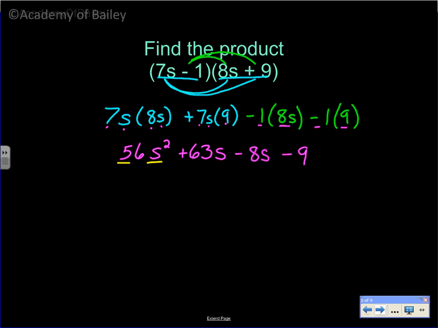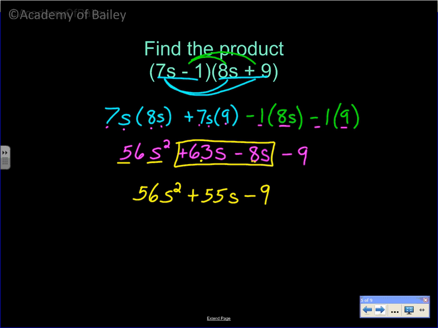Combining your like terms, the S's. So we're going to have 56S squared, and 63 minus 8 is going to be a positive 55S, and you bring down your minus 9. And there you go. You have the product of those two binomials.